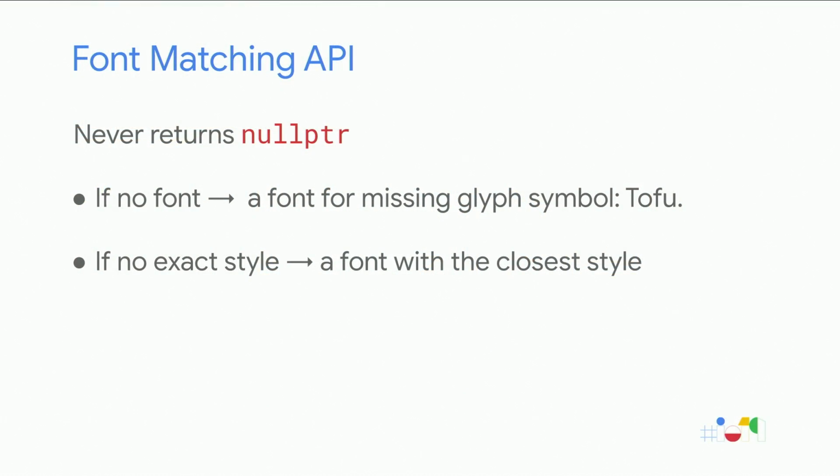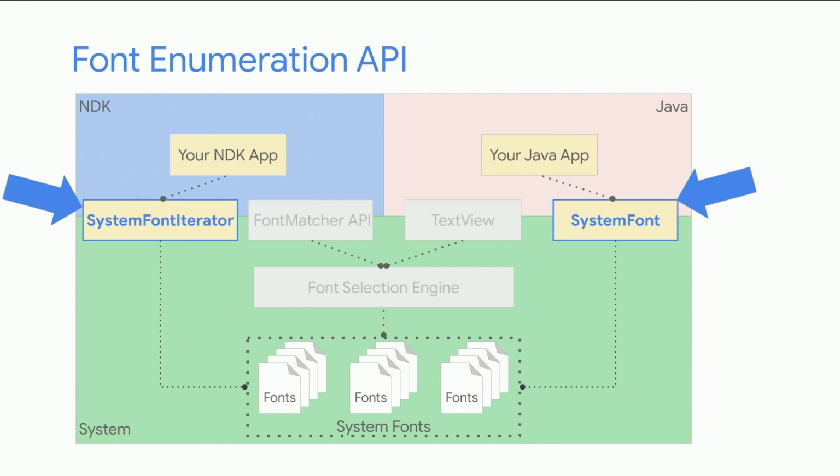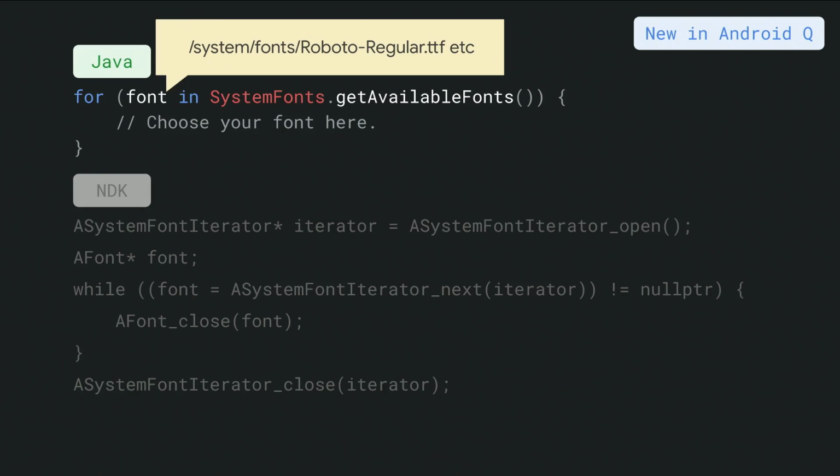On the other hand, there's another frequently asked question. What fonts are installed in the device? To answer this question, we also added new APIs called the Font Enumeration API. This Font Enumeration API gives you access to the system-installed font files. Let's see how to use this. The Java API is very simple. You can just call SystemFonts.getAvailableFonts. This gives you the set of system-installed font files, and you can get the full path of the system fonts.